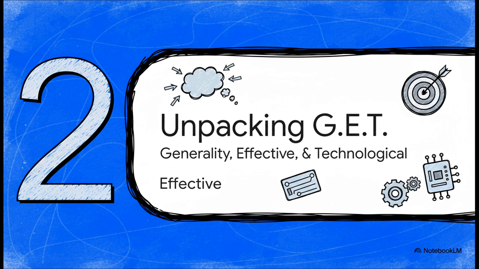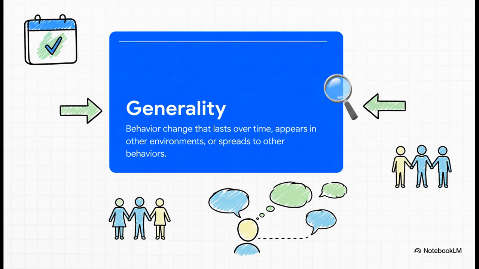These dimensions are all about the big picture outcomes. Is what we're doing actually working in the real world? And could someone else step in and get the same results? First up, G for generality.